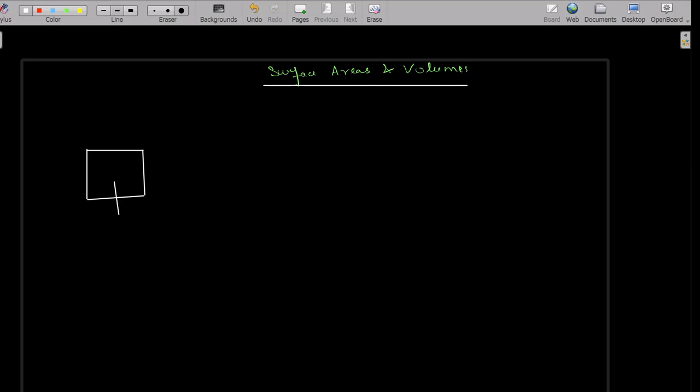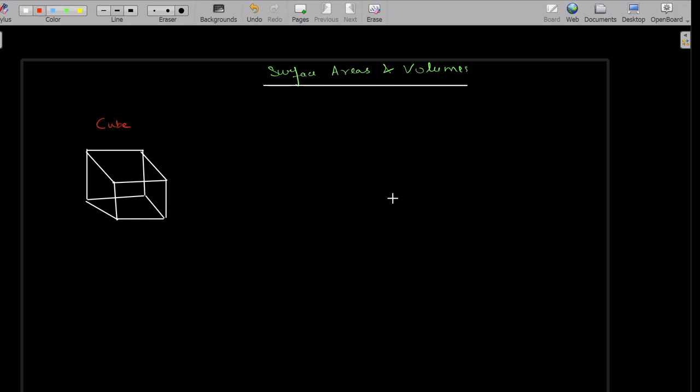And I think these formulas are mentioned in a reference sheet at the beginning of the math section. Yes. So this is a cube.